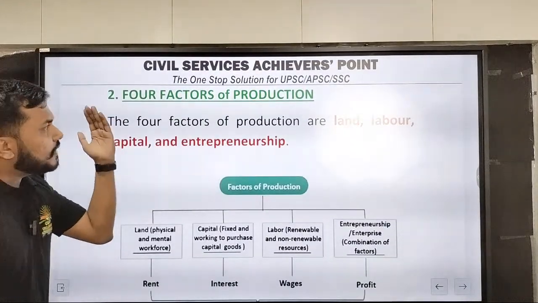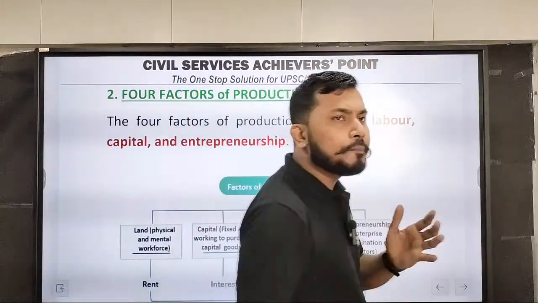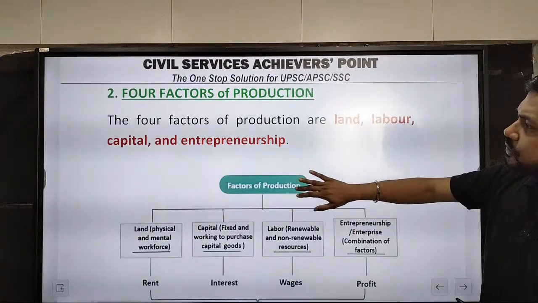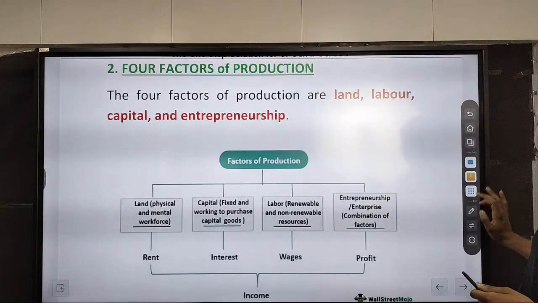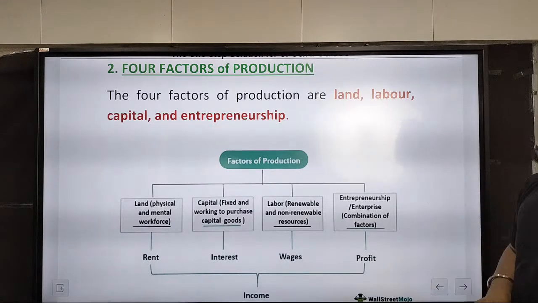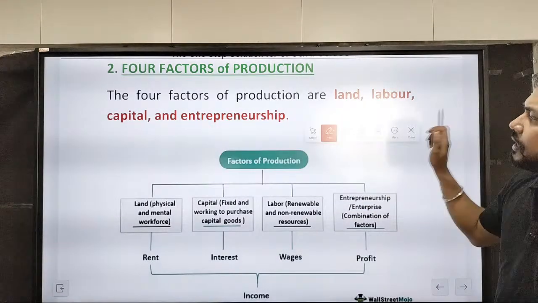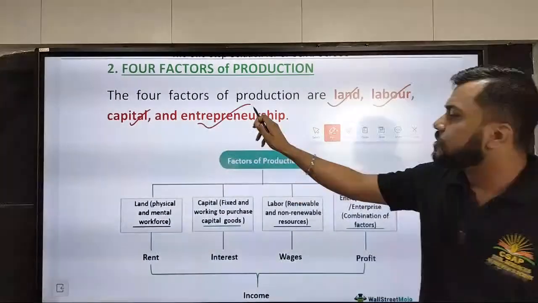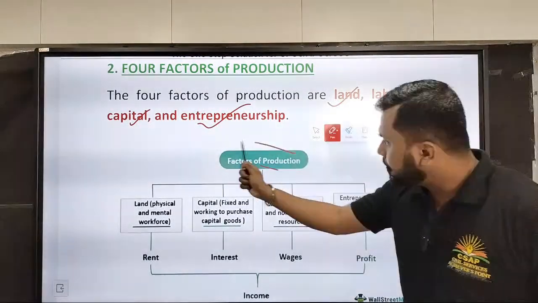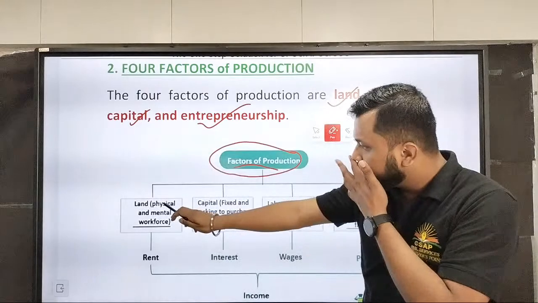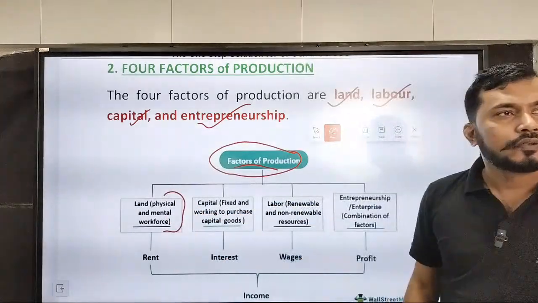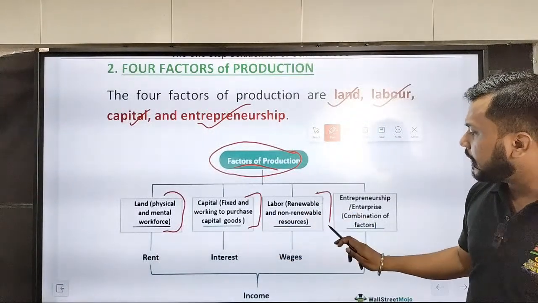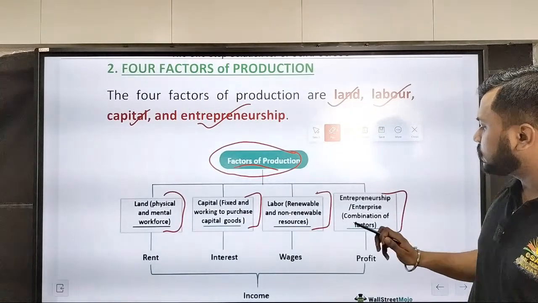Then we can see that there are various factors of production which are crucially important for macroeconomics. The four factors of production are basically land, labor, capital and entrepreneurship. So if I have to see the factors of production, land is the physical and mental workforce, then capital is fixed and working to purchase capital goods, labor is renewable and non-renewable sources, and entrepreneurship is enterprise or a combination of factors.